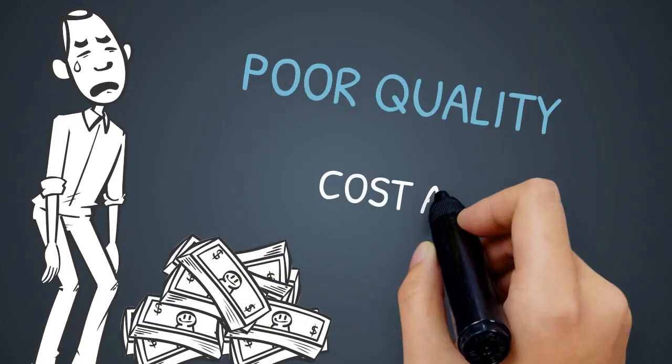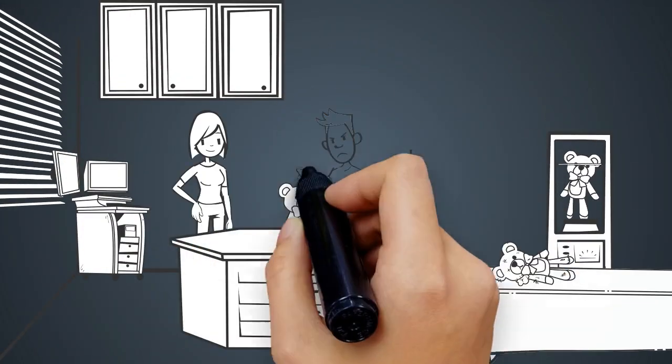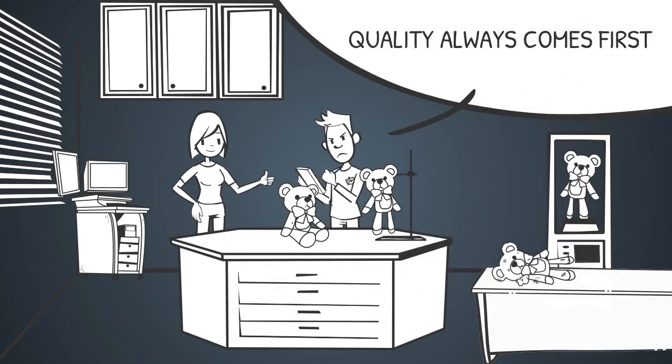Poor quality can cost a company significantly and thus needs to be controlled and monitored. And one way to ensure a quality product is to build quality into the process.